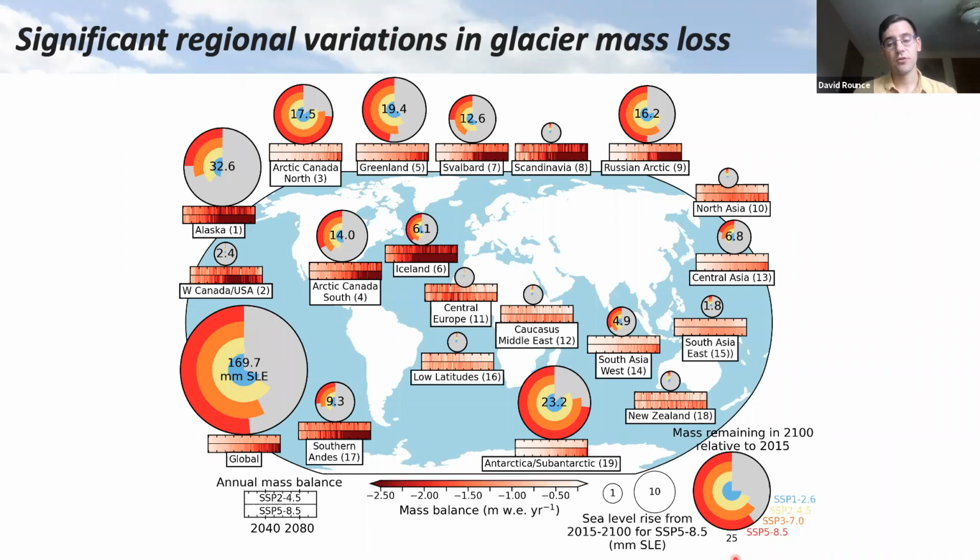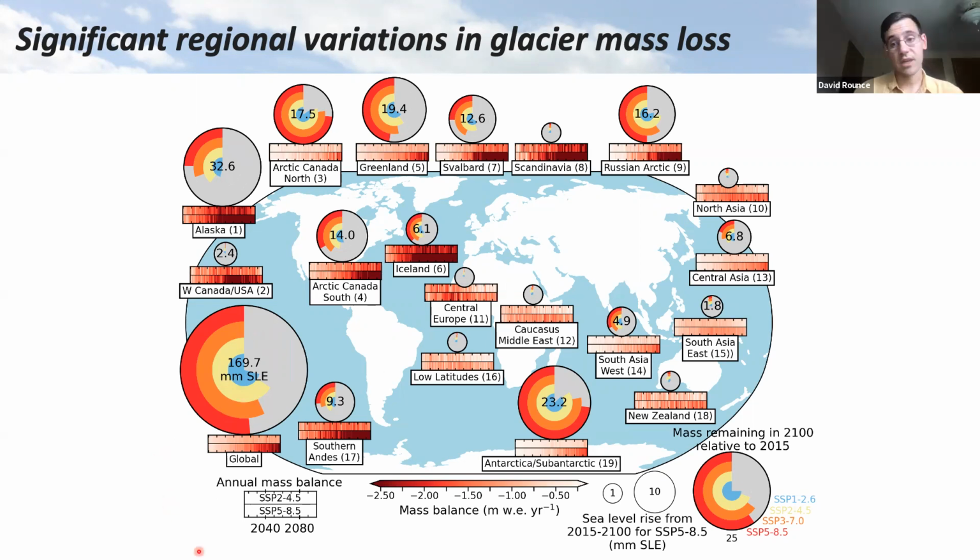So this gives you an indication of the initial glacier mass, but really it gives you an indication of their contribution to sea level rise, and the numbers in there reflect the actual contribution to sea level rise, both globally, so right around 170 millimeters of sea level equivalent, and then the contribution for each region as well.